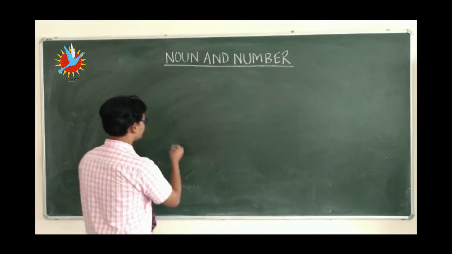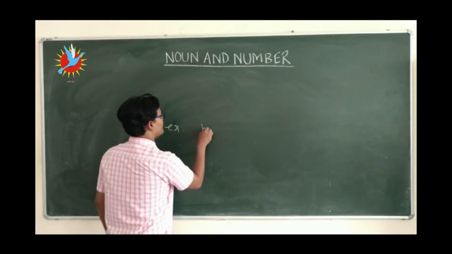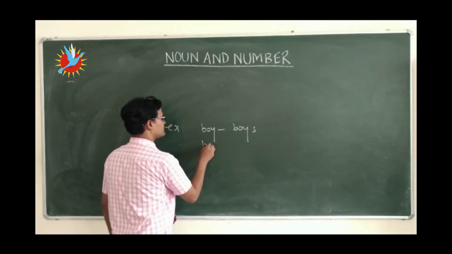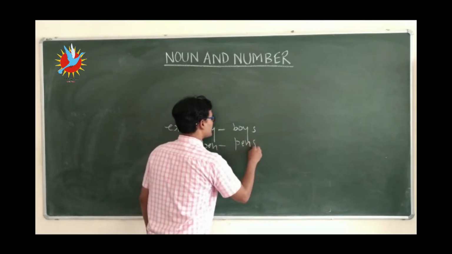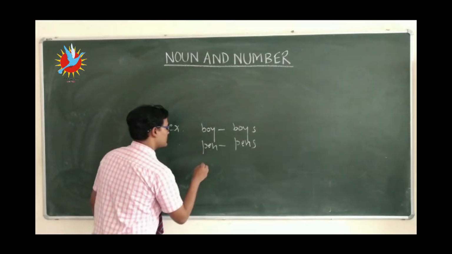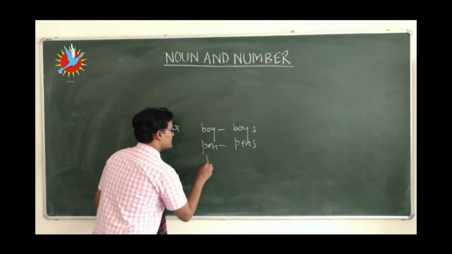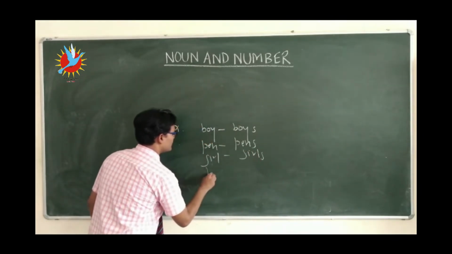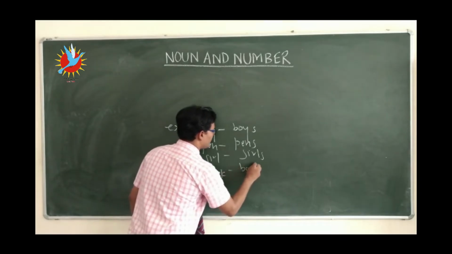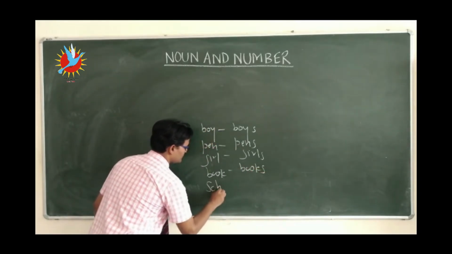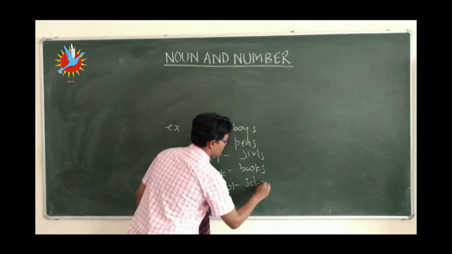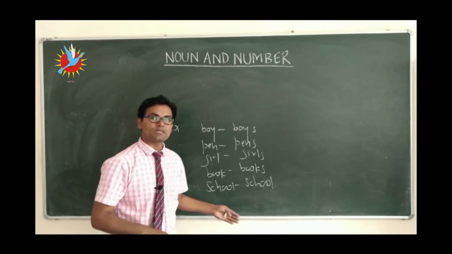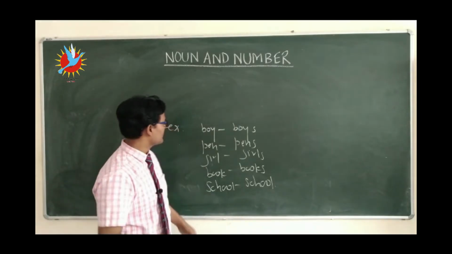For example, boy, boys, pen, pens, girl, girls, book, books, school, schools. Okay, so these are the examples of number.